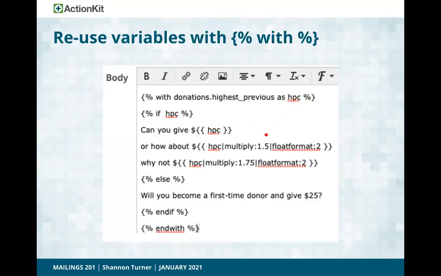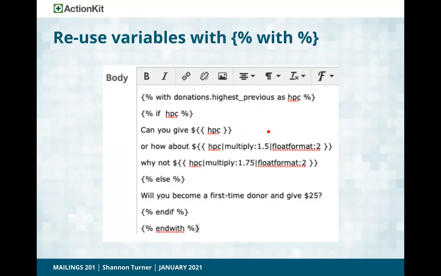So I want to stress that this works identically to what we did previously, but I think this is a lot more readable than before. And if it's more readable, I think you're less likely to make mistakes. And of course, the other benefit is that because we're only calculating this donations.highestprevious one time, your mailings are going to send much faster.